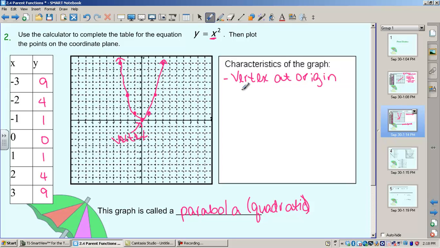Another thing that you should notice is that the y-axis cuts this parabola 100% completely in half. So the y-axis is right smack in the middle, and everything on the left side of the y-axis is the exact mirror image of everything on the right side of the y-axis. So it is its line of symmetry. So the y-axis is the line of symmetry, which is important.